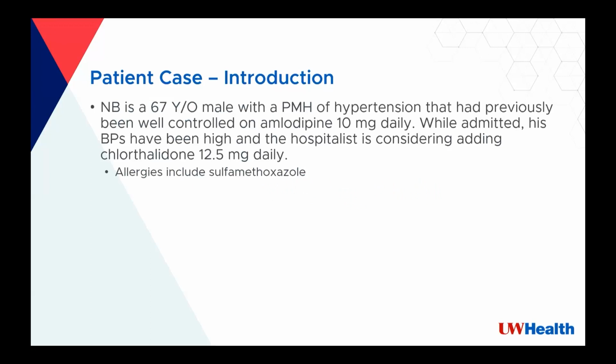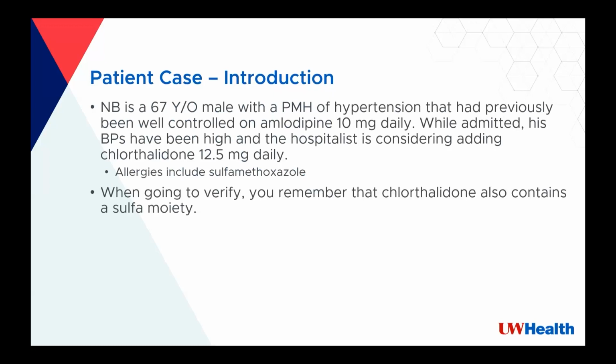So I have NB, who is a 67-year-old male with a past medical history of hypertension that had previously been well controlled on amlodipine 10 milligrams daily. While admitted, his blood pressures have been high and the hospitalist was considering adding chlorthalidone 12.5 milligrams daily. Patient's allergies include sulfamethoxazole, and when going to verify, you remember from pharmacy school that chlorthalidone also contains a sulfa moiety. So can NB safely receive chlorthalidone?